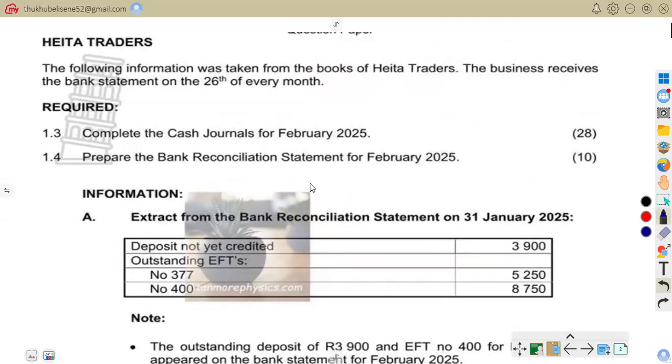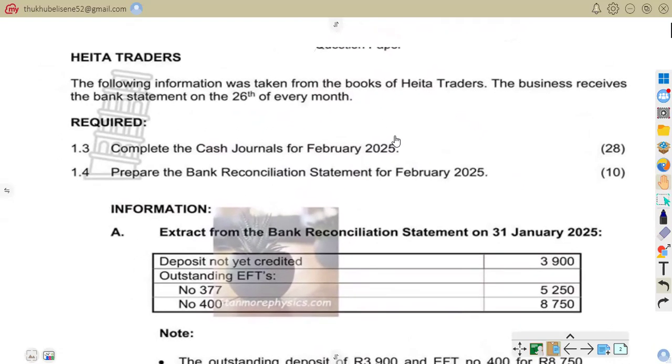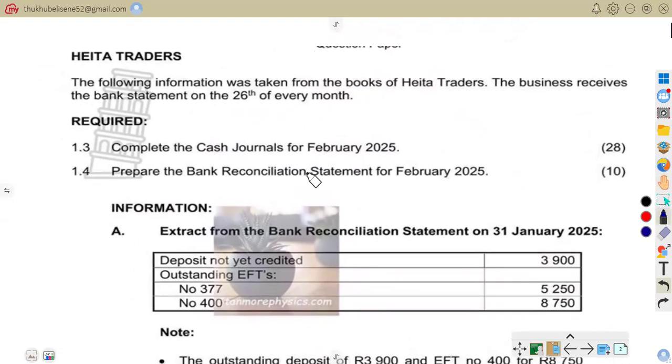Here we are on question 1.3. Like I've said, we are going to do 1.3 as well as 1.4. We are going to be on this company, Hater Traders. As it says, the following information was taken from the books of Hater Traders. The business received the bank statement on the 26th of every month. We are required to complete cash journals for February 2025. That is our year end.